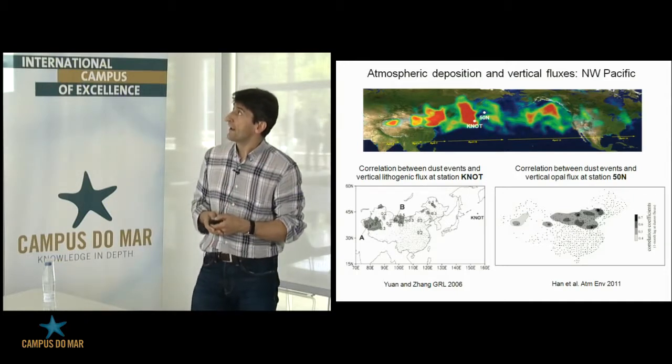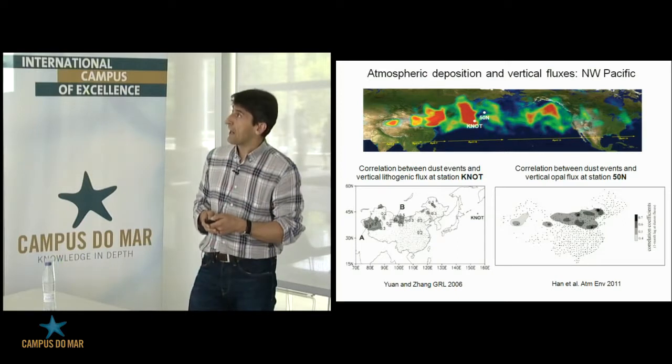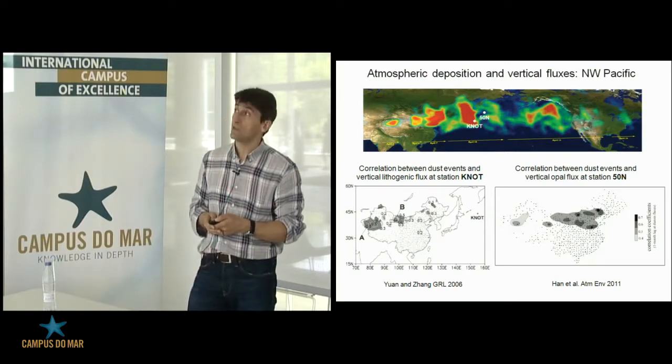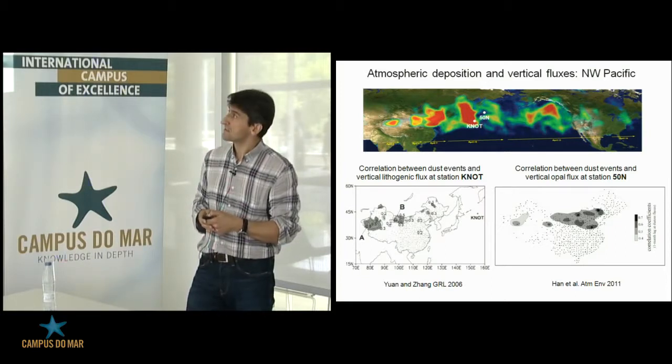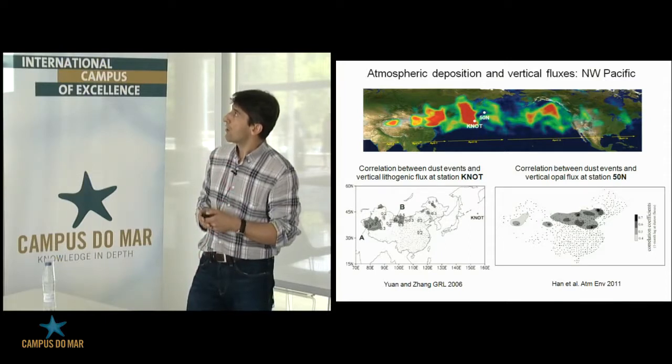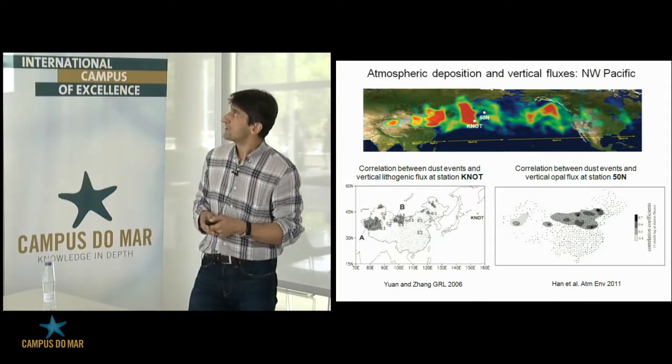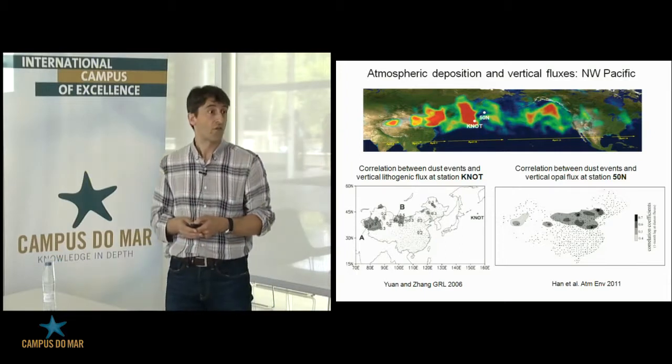Just to mention an example of the dynamics in the Pacific Ocean, again, this is an example of a correlation between dust events and lithogenic fluxes. That was measured at station Knot in the North Pacific, and also at station 50 North there has been a correlation observed between dust events and the vertical flux of opal.